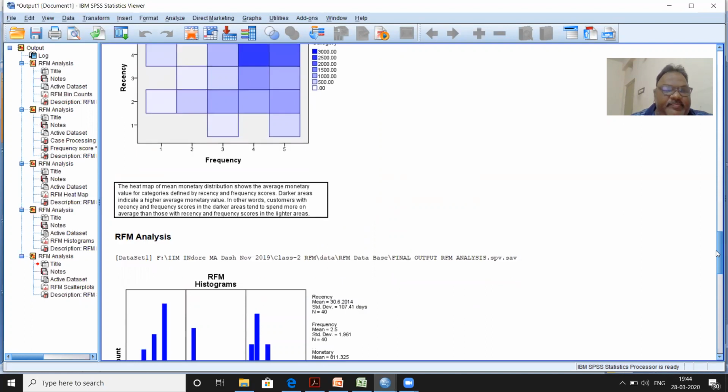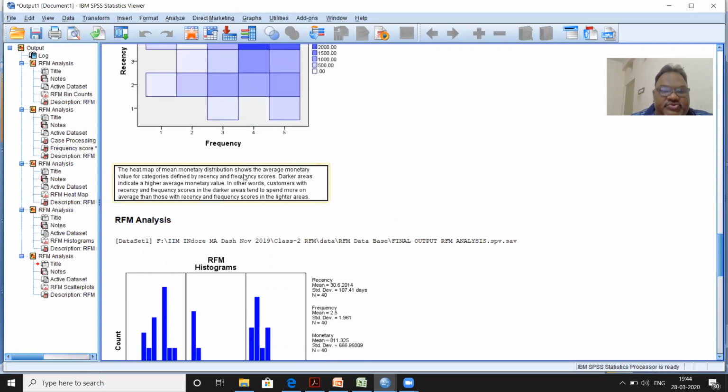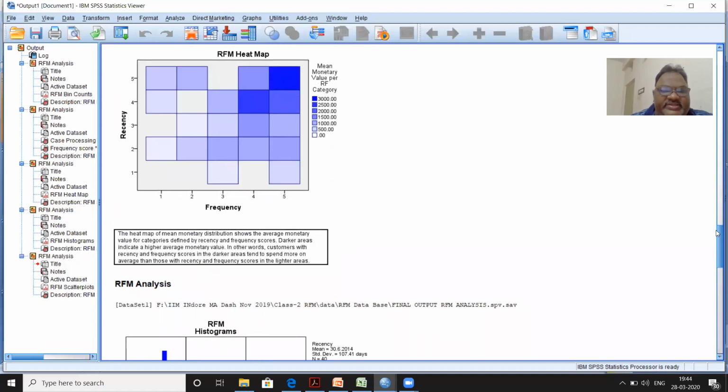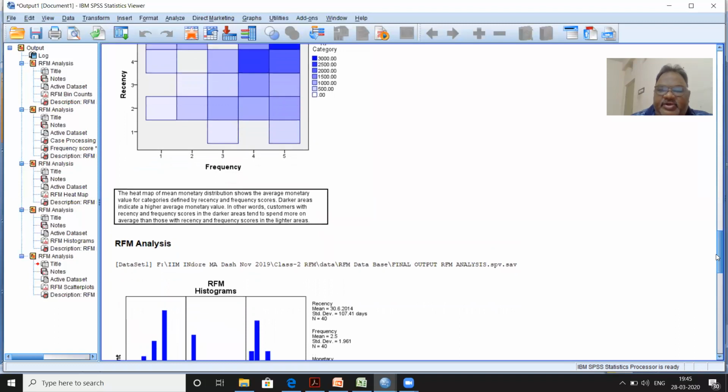I'll explain why. This heat map of mean monetary distribution shows the average monetary value for categories defined by recency and frequency score. Darker areas indicate a higher average monetary value. In other words, customers with recency and frequency scores in the darker area tend to spend more on average than those with scores in the light area. So this is only a small area where you can find the high spenders. But in the other areas, it's not so dark. So I do not think it is good. They should go for RFM. They should apply a marketing strategy to retain the customers.